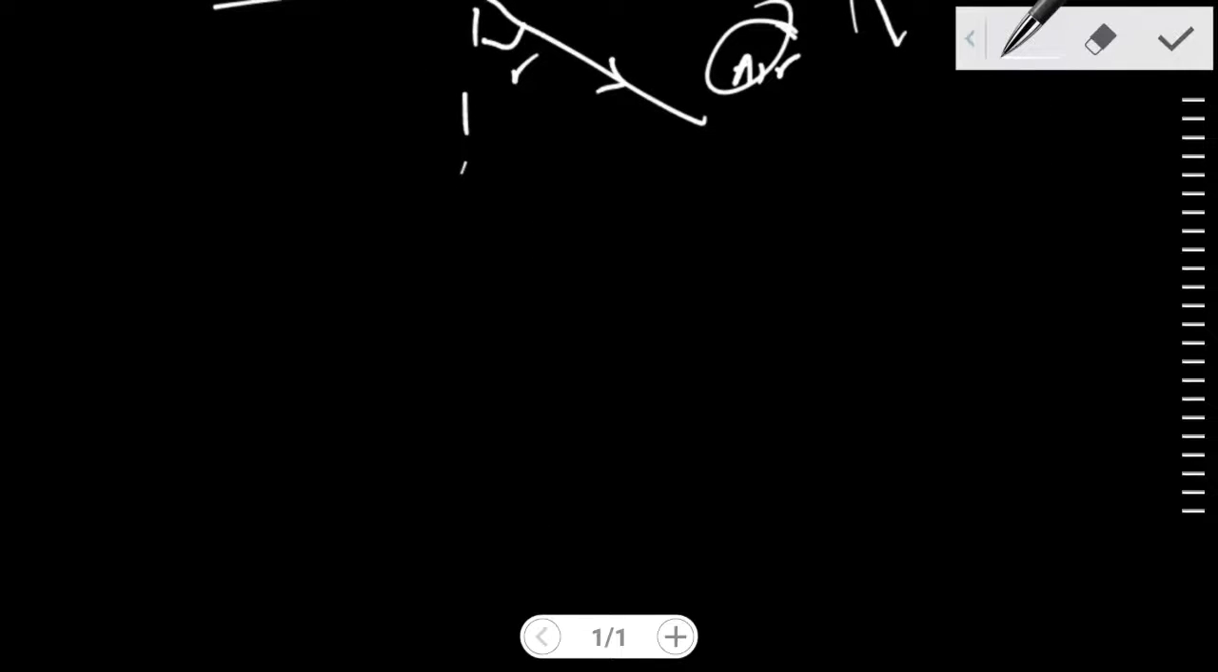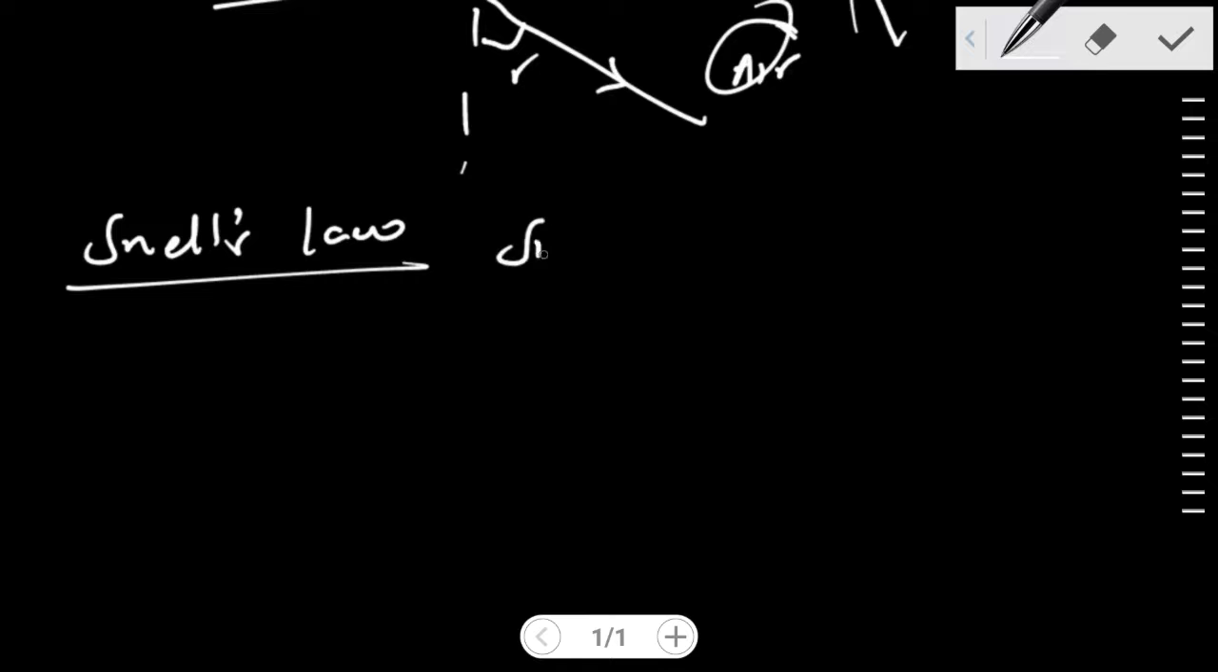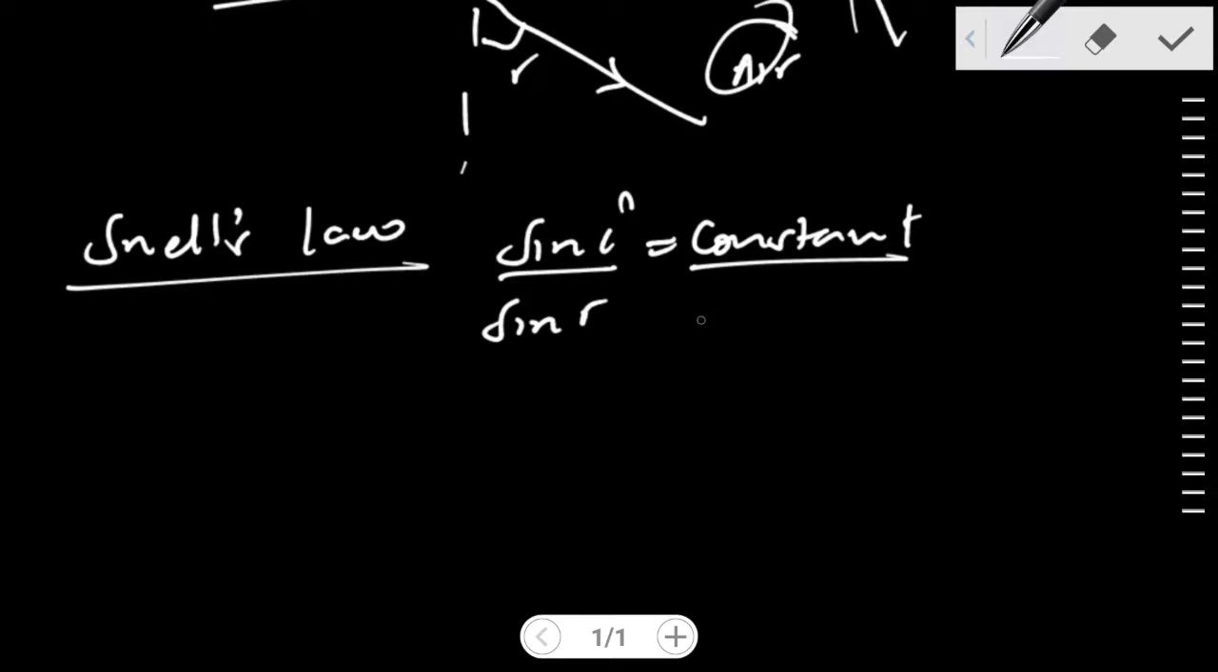As light travels from one medium to another, undergoing refraction, for calculations we use Snell's law, which says that the sine of the angle of incidence over the sine of the angle of refraction is constant, but this constant is actually our refractive index. So this is one of the equations that we use for calculations here.